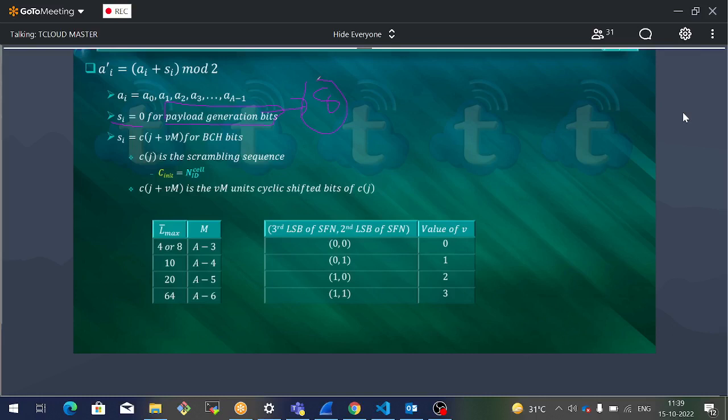How many bits are scrambled? Only 24 bits are scrambled out of 32. The remaining 8 bits did not get scrambled, because for them we have considered the SFI input as 0. So they are as they are, not touched. Your data part is scrambled. The payload generation bits that are added, the 8 bits that we have seen in the previous slide, did not get touched. Okay. Next.